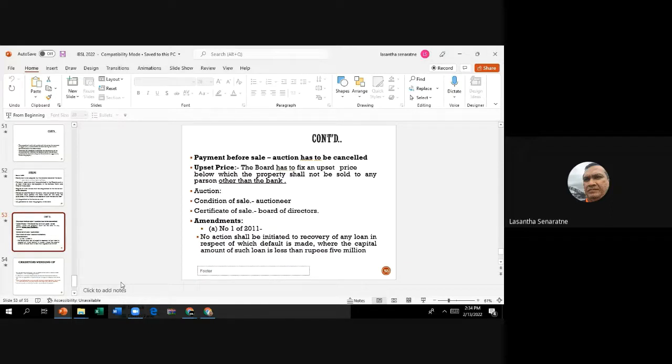Especially in the case of a company director's property, you can. We don't consider that as third party. In the case of a company, if you are mortgaging a property that belongs to someone else, not a director, in such instances we consider that as a third party security.